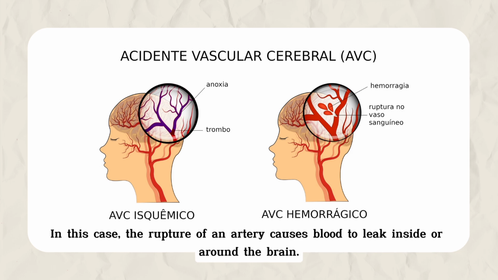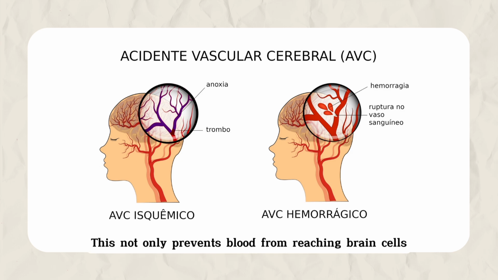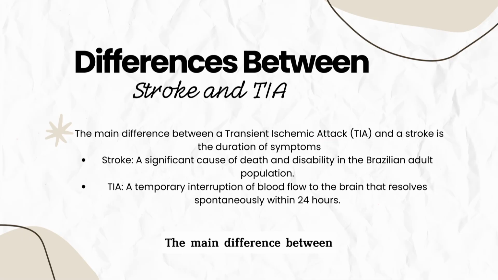Hemorrhagic stroke. In this case, the rupture of an artery causes blood to leak inside or around the brain. This not only prevents blood from reaching brain cells, but also increases pressure inside the skull, which can worsen the damage. The main difference between a transient ischemic attack (TIA) and a stroke is the duration of symptoms.